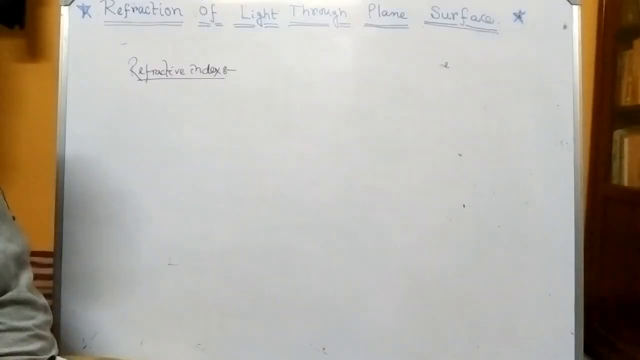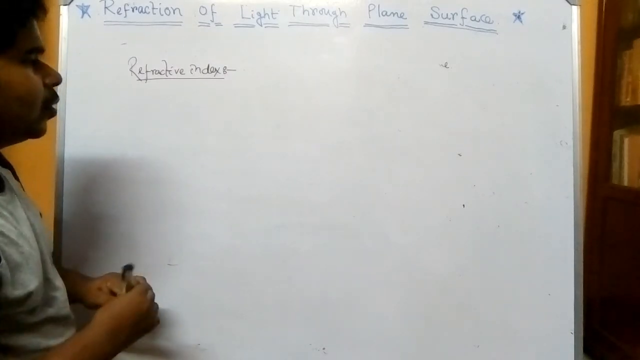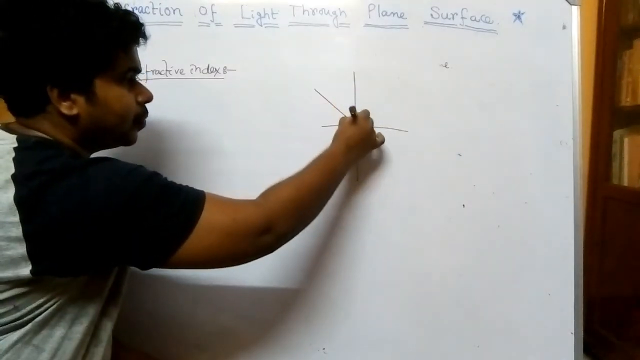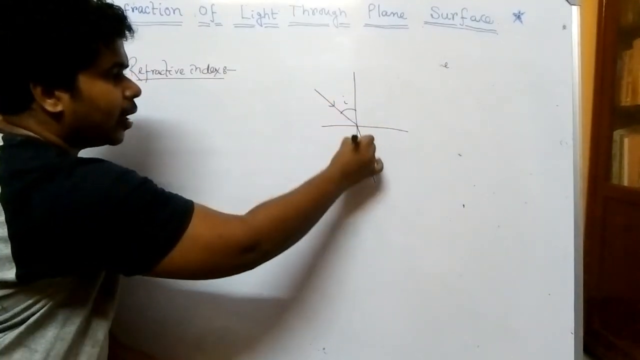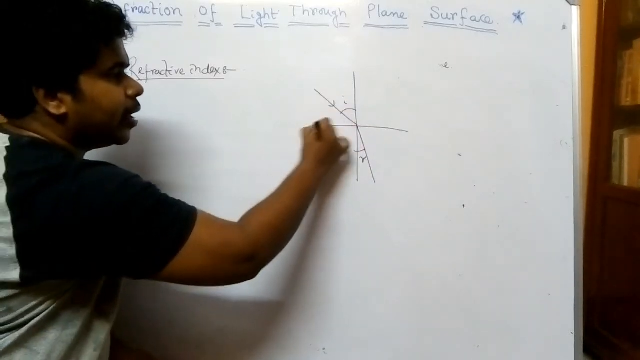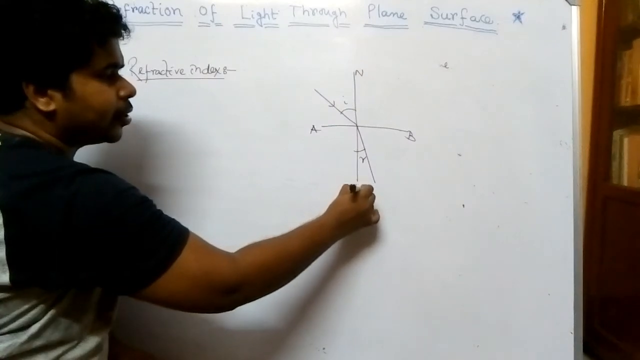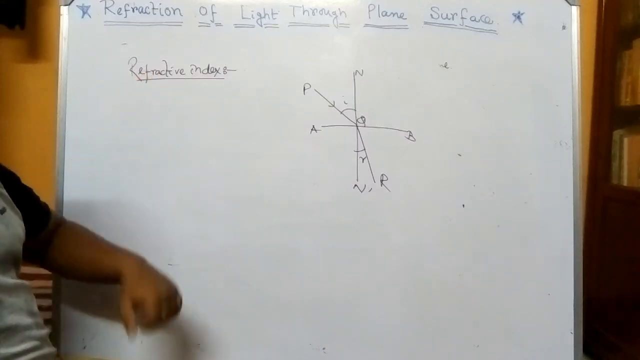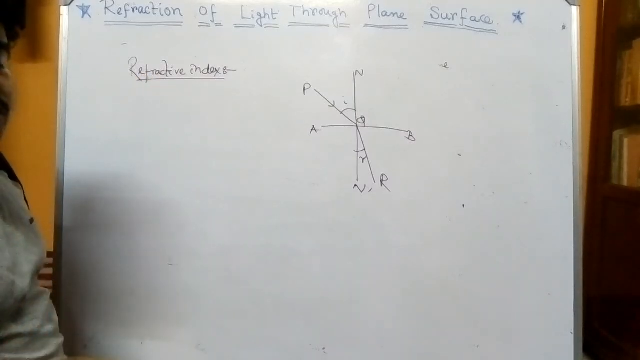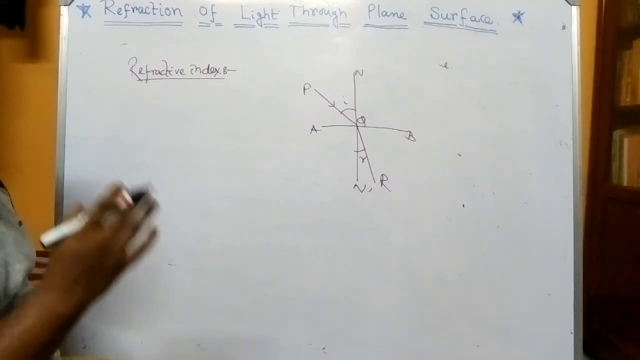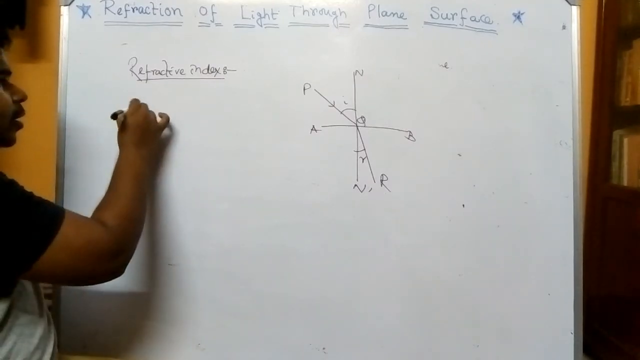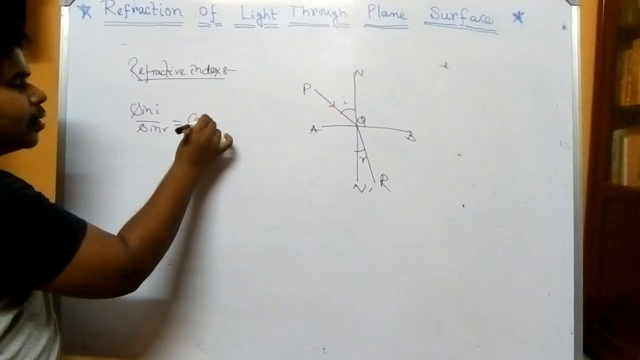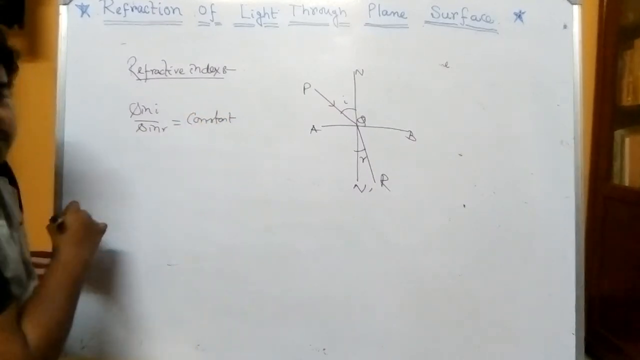What is it? Again, we have to come with the diagram. That is angle of incidence I, angle of refraction R. It is AB, it is N dash, P, Q, R. Okay. What is refractive index? We are just continuing from the laws of refraction part 2, and there we have seen the sine I upon sine R. It is a constant for two constant mediums.